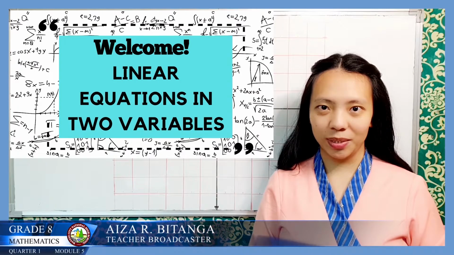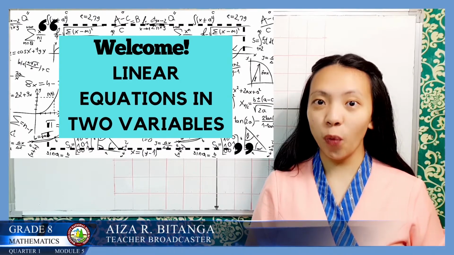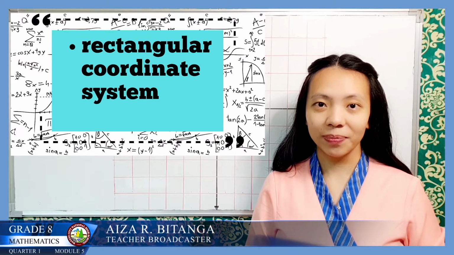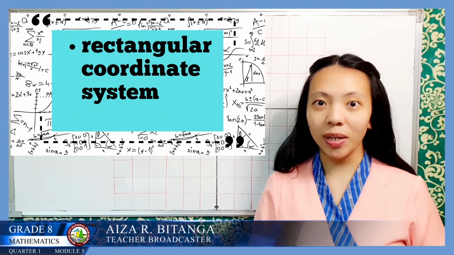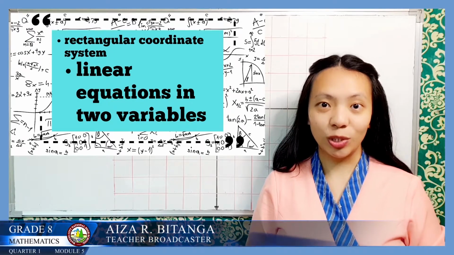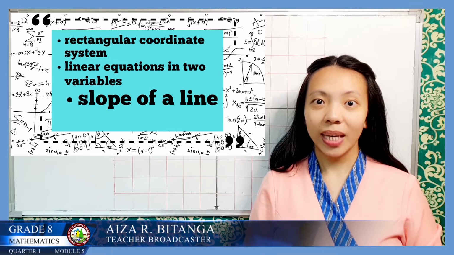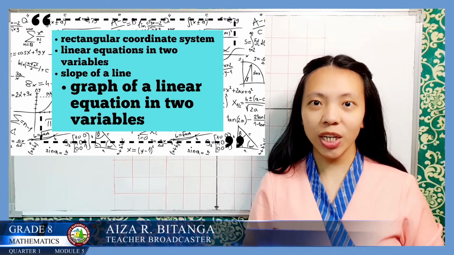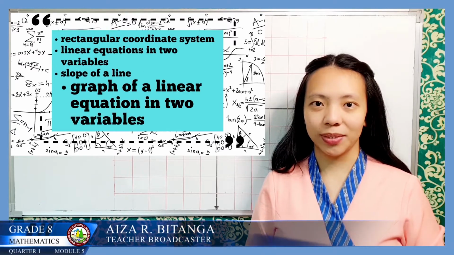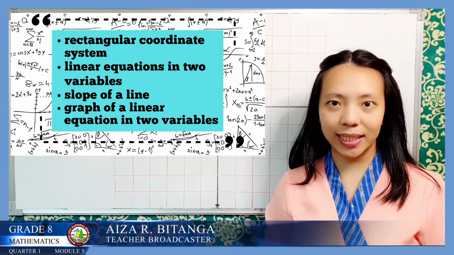For today's lesson, we shall be focusing on four competencies, namely the rectangular coordinate system, linear equations in two variables, the slope of a line, and the graph of a linear equation in two variables. Let's start with the rectangular coordinate system.